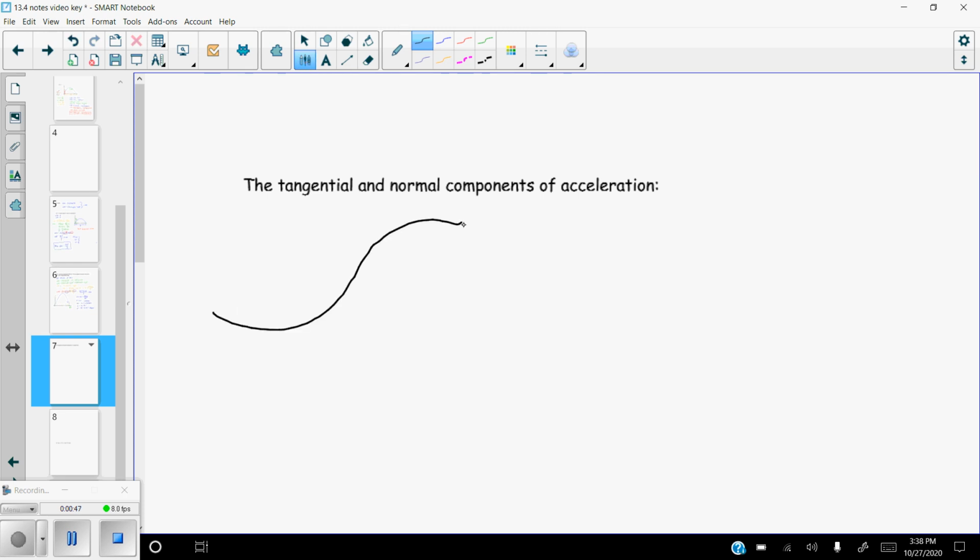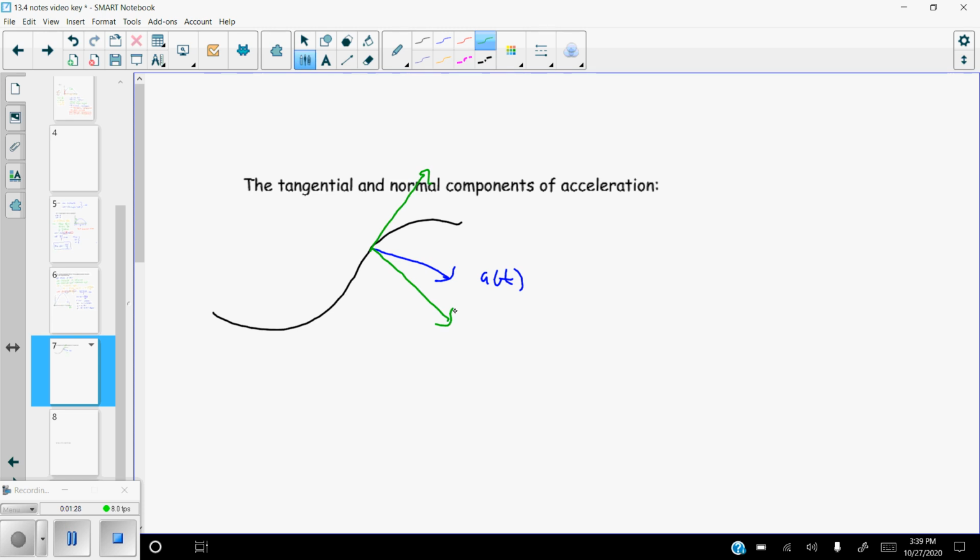So let's say that we have some kind of a curve and we've got an acceleration off of that curve. The acceleration might be, I don't know, in this direction, like right there. That might be your acceleration vector off of your curve. Every acceleration vector is going to have two components: a tangential component and a normal component. Tangential component means it's going to be tangent to the curve. It's going to look something like this. And then the normal component is going to be perpendicular to the tangential component, something like that maybe.